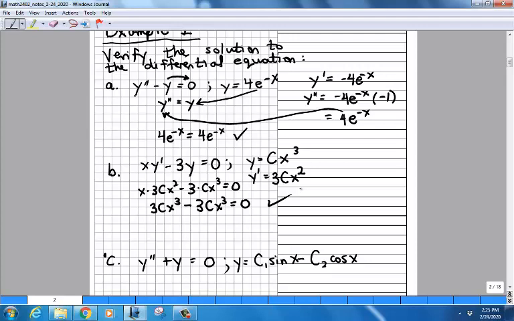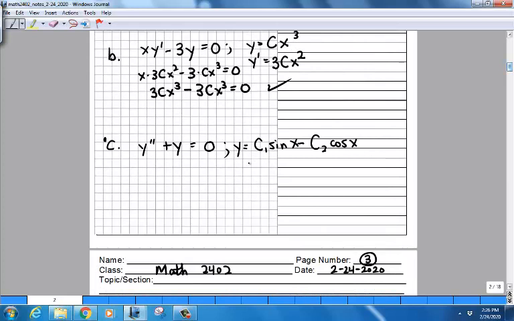Let's see how that one works now. I think most people got it to cancel properly. That is a solution to the differential equation. So y prime is going to be, again, you don't need the product rule because this is a constant. So you can just write down C1 times cosine of x, right? And then minus, what's the derivative of cosine?